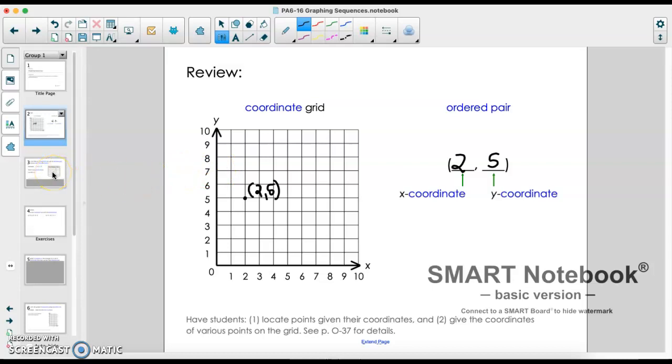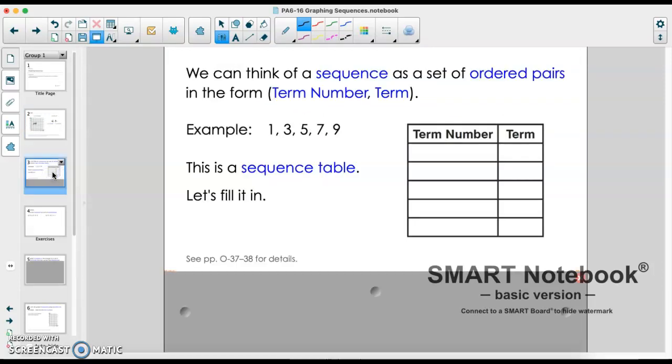And then where we move on to from that is to looking at sequences of numbers and writing that sequence as a set of ordered pairs. So we can think of a sequence as a set of ordered pairs in the form of term number and the term. Now, for example, the term numbers will always just go like 1, 2, 3, 4, 5, and so on and so forth, okay? And then here we see this sequence of numbers, 1, 3, 5, 7, 9, that goes into the term column, 1, 3, 5, 7, 9. And so we put this in what's called the sequence table. And so we filled it in, we have the term numbers and then the terms in the right-hand column, okay?